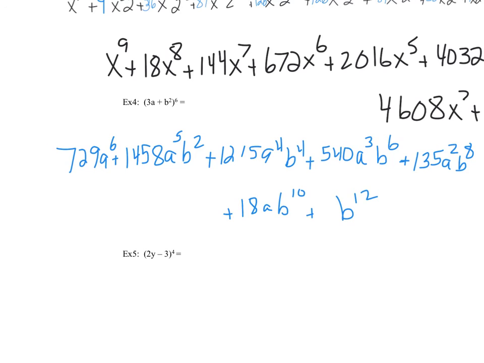For example 4, I ended up with 729 a to the 6th plus 1458 a to the 5th b squared plus 1215 a to the 4th b to the 4th plus 540 a to the 3rd b to the 6th plus 135 a squared b to the 8th plus 18a b to the 10th plus b to the 12th. One thing to be careful with here is to pay attention to your exponent on the b value. Every time we raise that to a power, we must multiply that exponent times 2.